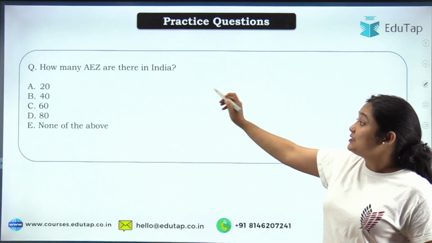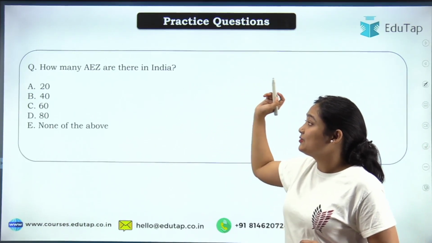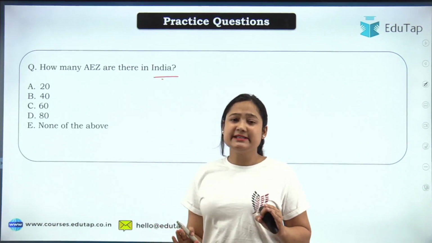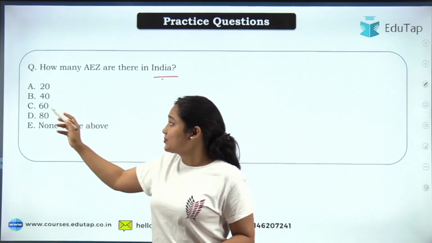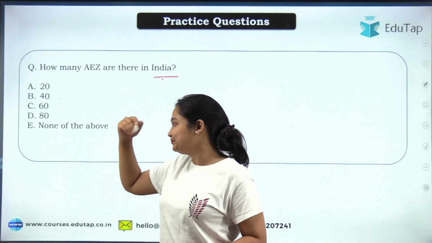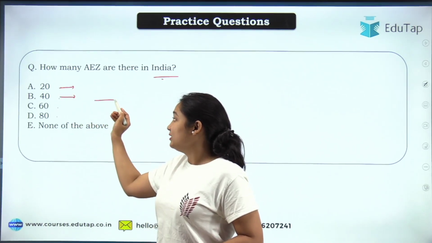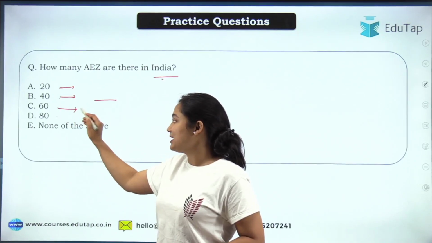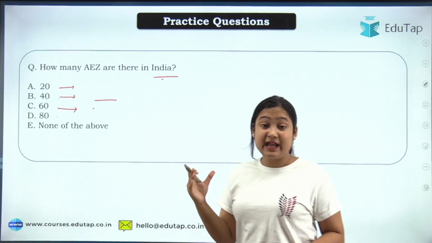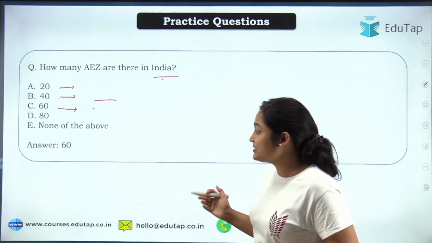Moving to the next practice question, how many AEZ zones are there in India? I think quite easy, that we have understood too. Your options are 20, 40, 60, 18. Again, we know for 20 states, for 40 agriculture commodities the zones are, and the total agriculture export zones are 60.